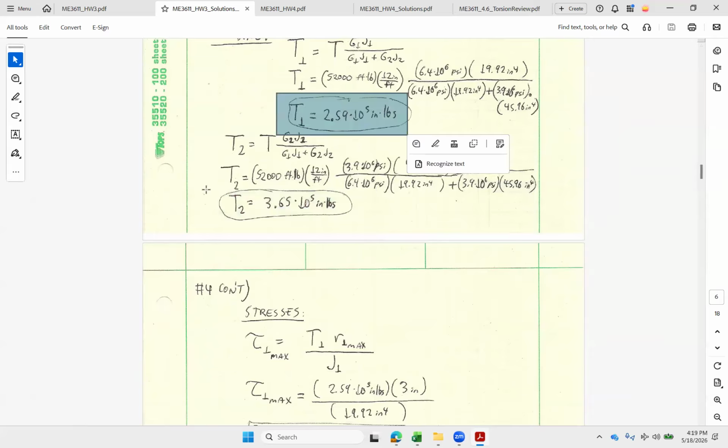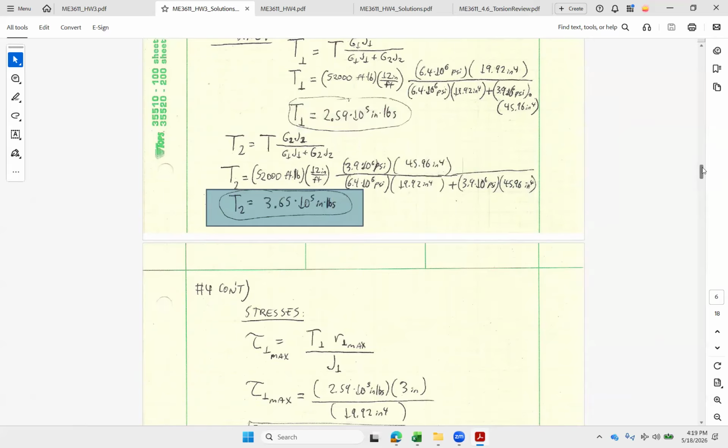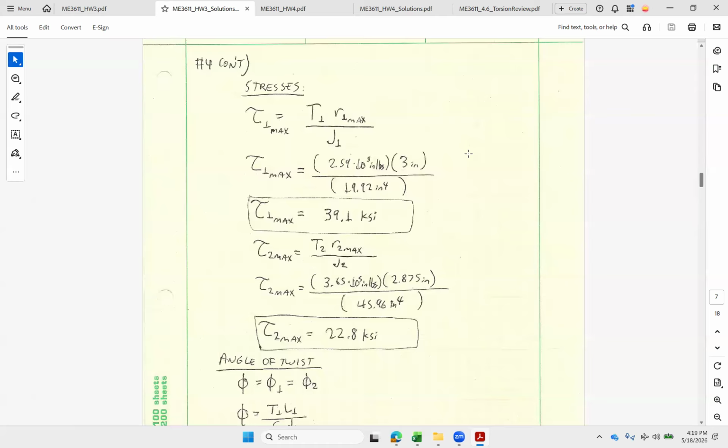We can have a relative amount of torque that's carried be larger on the inner one, but the stress still be lower, all right?